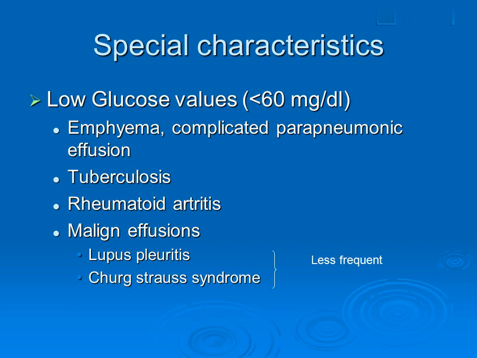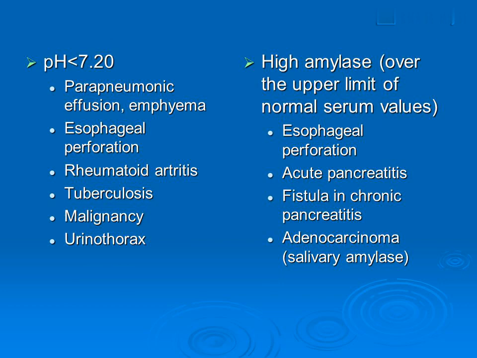Churg-Strauss syndrome. Less frequent: high amylase, over the upper limit of normal serum values. pH less than 7.20: parapneumonic effusion, emphysema, esophageal perforation, rheumatoid arthritis, tuberculosis, malignancy.